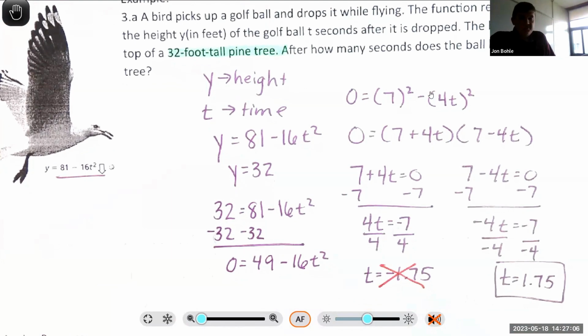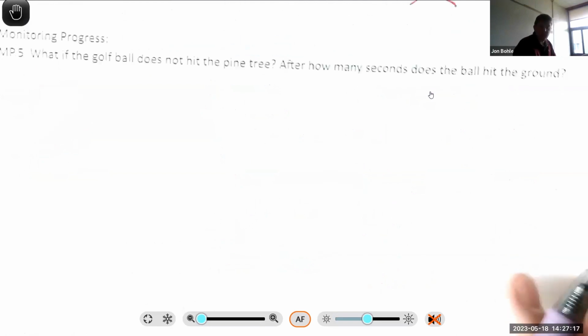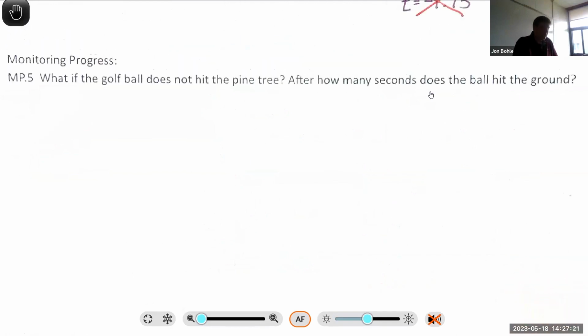Okay. So this is just the same concept of using the zero product property to solve equations. You just have to know where the numbers plug in. Okay, let's go ahead and move to monitoring progress number 5. Pause the video and try it, then check it with me when you're done.